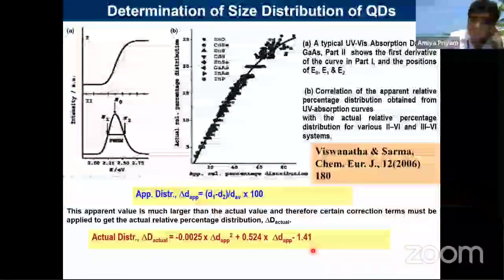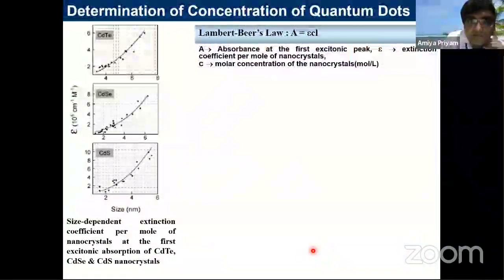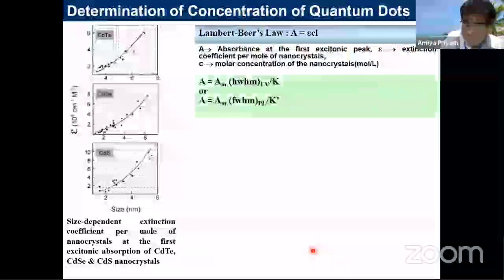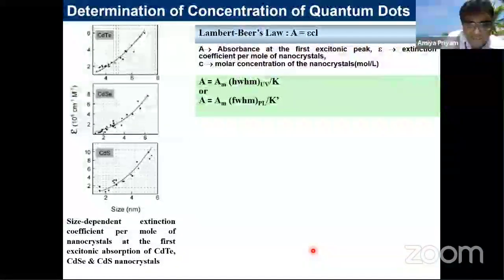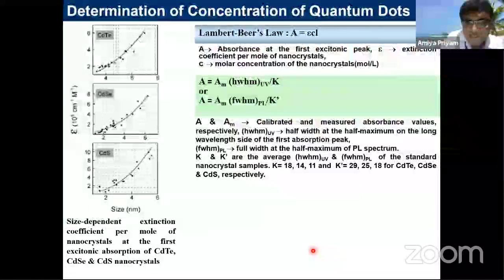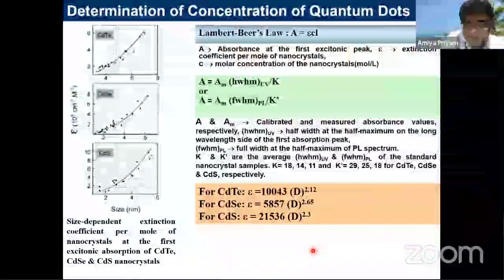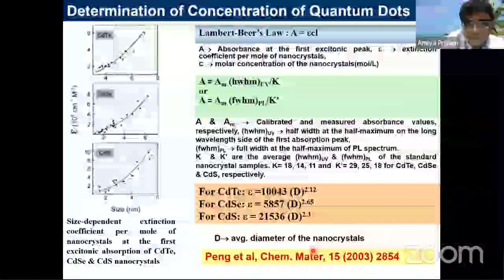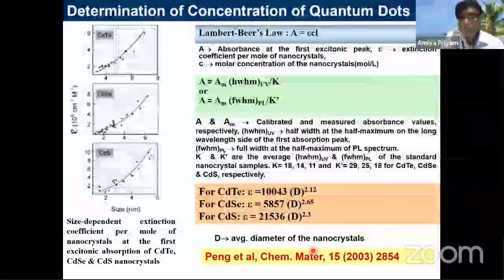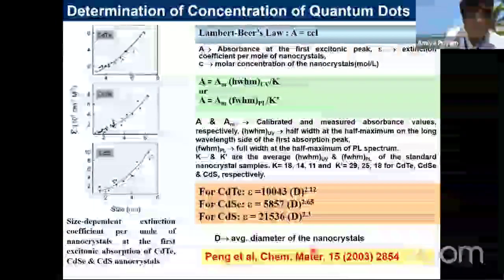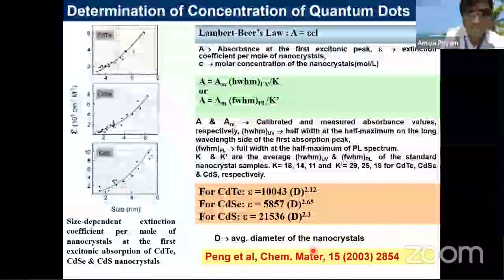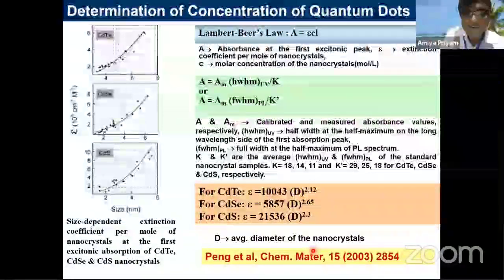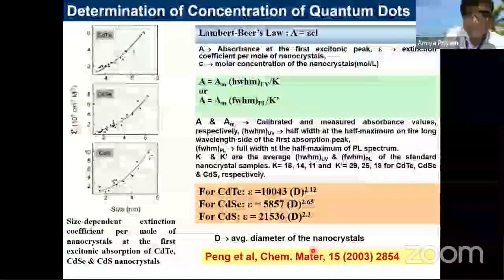These are the interesting things that can be done. So from UV visible spectroscopy alone, there is much more information that we can extract. With UV visible absorption spectroscopy, you can also determine the size, as shown over here. This is another work by Peng and group from USA. So absorption spectroscopy gives you three things: size distribution, band gap, and the concentration.